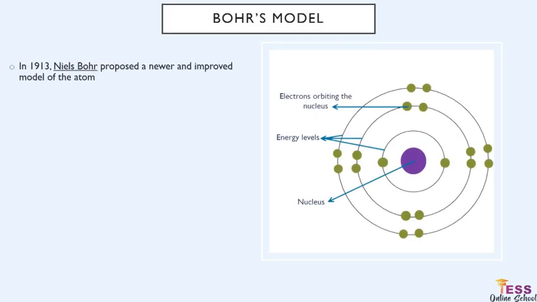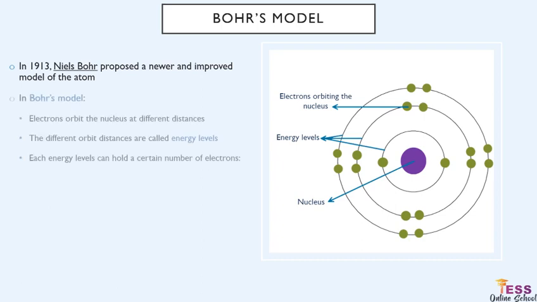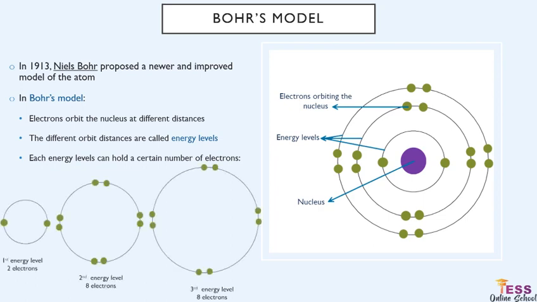Only 4 years later, in 1913, Niels Bohr proposed a newer and improved model of the atom. In Bohr's model, electrons orbit the nucleus at different and fixed, which means unchanged, distances. The different orbit distances are called energy shells, and each energy shell can hold a certain number of electrons. So for example, in the diagrams, you can see the first energy level can only hold 2 electrons, and the second and third energy level hold 8 electrons, which you need to know.